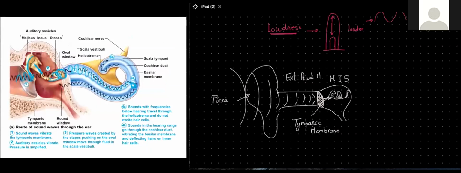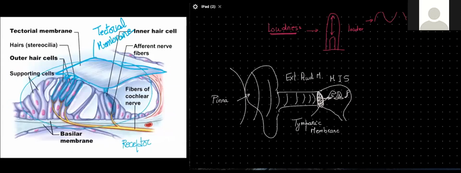So what happens? The sound waves will be traveling through the scala vestibuli, passing through the scala media, and as they pass through the scala media, they will cause the vibration of the tectorial membrane. I will be vibrating this gelatinous membrane that is attaching the cilia of the hair cells. This vibration of the tectorial membrane will cause the cilia of the hair cells to vibrate. And the vibration of the cilia of the hair cells is what's going to allow the opening of the sodium channels that will cause the depolarization of those hair cells.